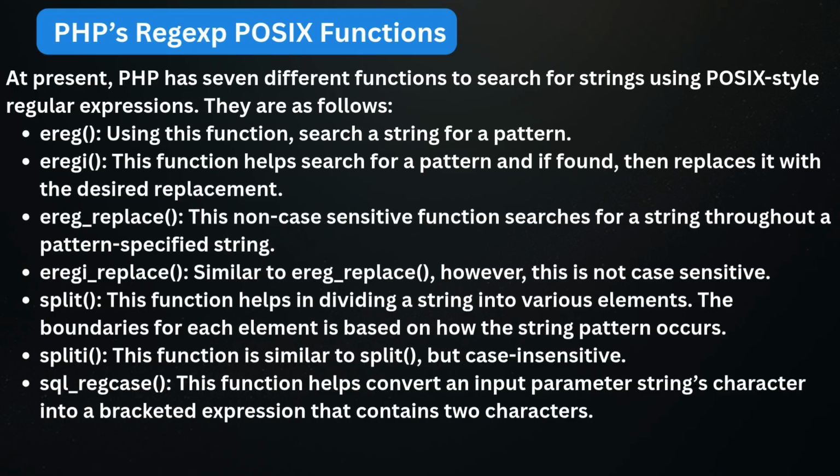The first function is ereg. This function is used to search a string for a specific pattern. If the pattern is found, PHP returns a match. It's a basic search function that works in a case-sensitive manner, meaning uppercase and lowercase letters are treated differently. Next, we have eregi. This function works just like ereg, but it's case-insensitive. That means it will match patterns regardless of whether they are in uppercase or lowercase.